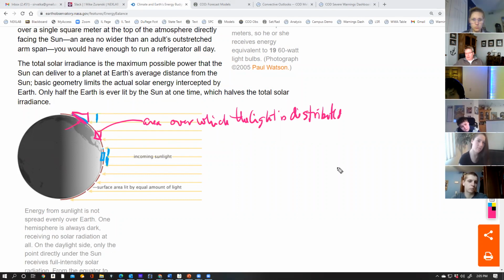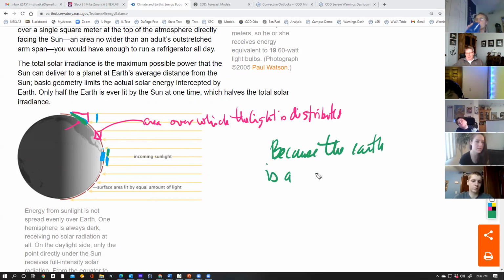Why is this area bigger than this area? What fact means that? Does that make sense to you? I mean, you have to tell me if you understand what I mean. Why is this area smaller than this area it's distributed over? Isn't it just because of the spherical shape of the Earth? Because the Earth is a sphere.